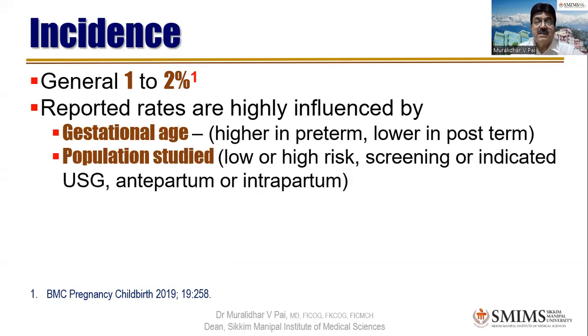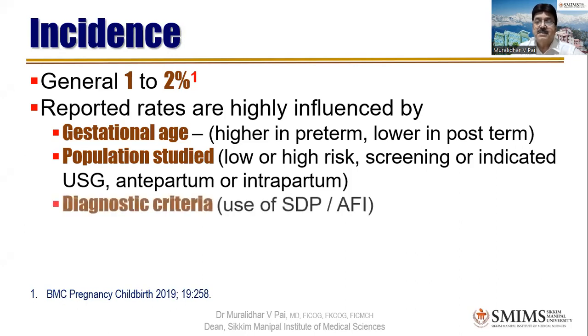Population studied also influences, for example, whether you are studying low or high risk patients. High risk, if it includes GDM, then obviously the incidence is high. Screening or indicated ultrasound, antepartum or intrapartum. Obviously, intrapartum, the liquor will be less. What is the diagnostic criteria used? That's what I was trying to tell in the previous slide. If you use SDP as your diagnostic criteria, there's a slight difference. And if you use AFI as the criteria, there is a slight difference. Let's see what it is.